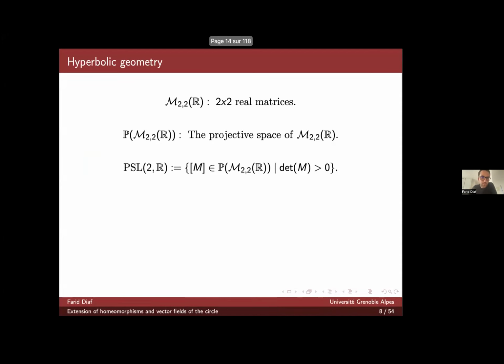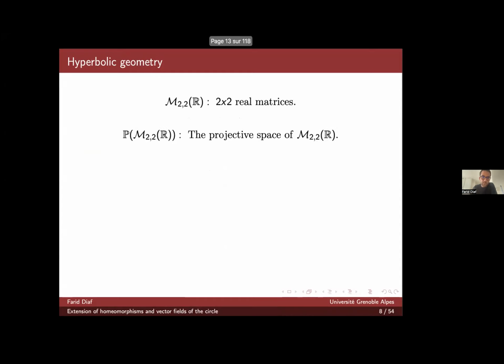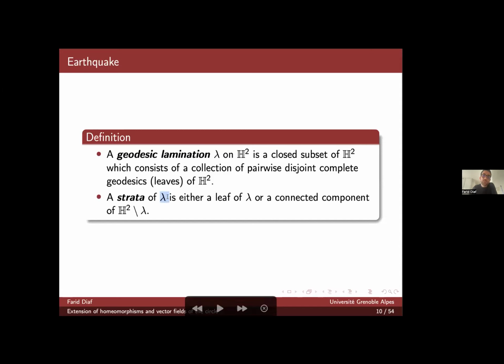Okay, so what is this complicated thing? For those who don't know this kind of stuff, just keep in mind the union of finitely many geodesics on H2, like this picture. This is a particular case of a geodesic lamination, but it could be very, very complicated. Okay, I need another terminology, which is a stratum. What is a stratum of lambda? This is either a leaf of lambda, meaning one geodesic of lambda, or a connected component of the complement of the lamination.